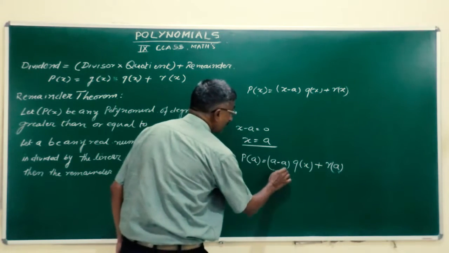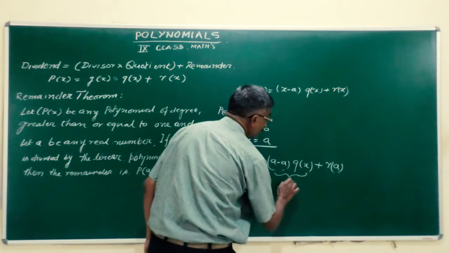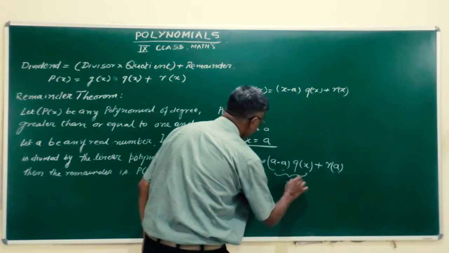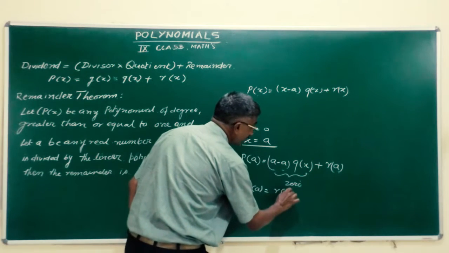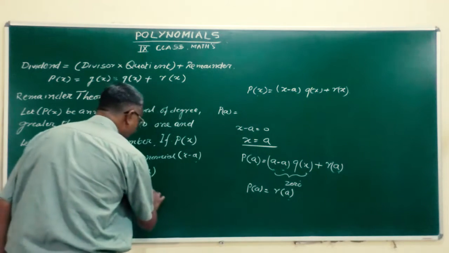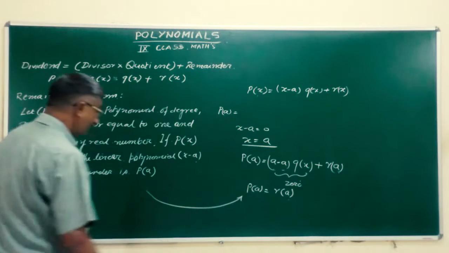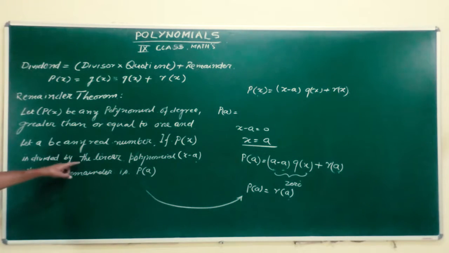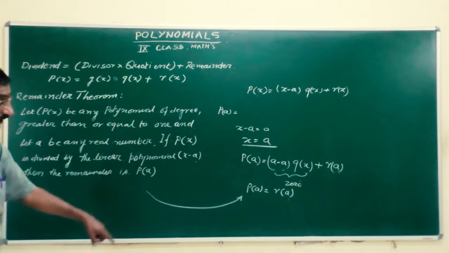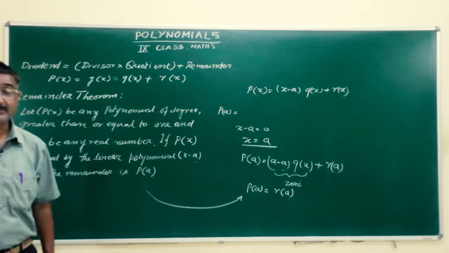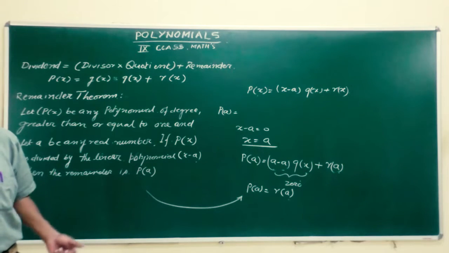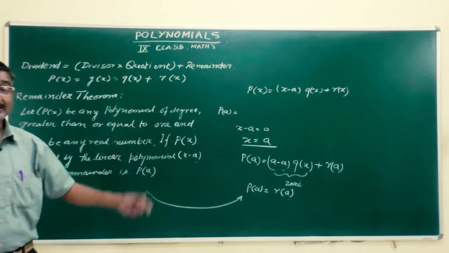So this term will become 0. So p(a) is equal to r(a), that is equal to the remainder. That you can see is what the statement is saying. Clear? What does the statement say? Divided by the linear polynomial x minus a, the remainder is equal to p(a). If p(a) is equal to 0, it means x minus a is a factor of that polynomial.